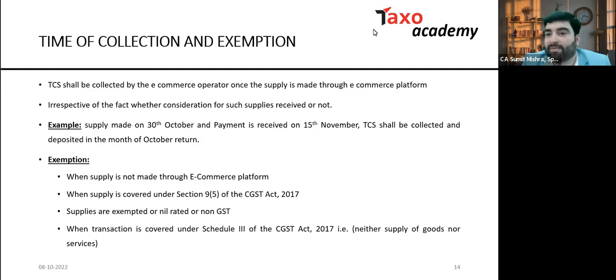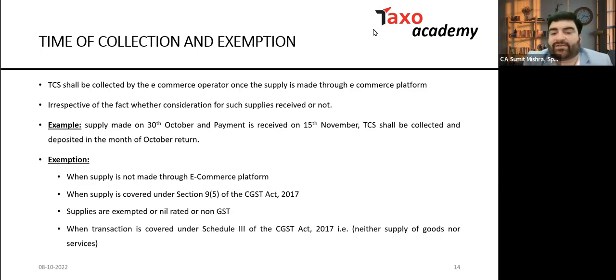Exempted supplies means those covered under notification number 2/2017 for goods, 12/2017 for services, nil rated where there is no GST, non-GST like diesel and petrol. So these kinds of supplies are there where there is no requirement of creating a trail. So there is no implication of TCS provisions, although they are being traded through an e-commerce operator.